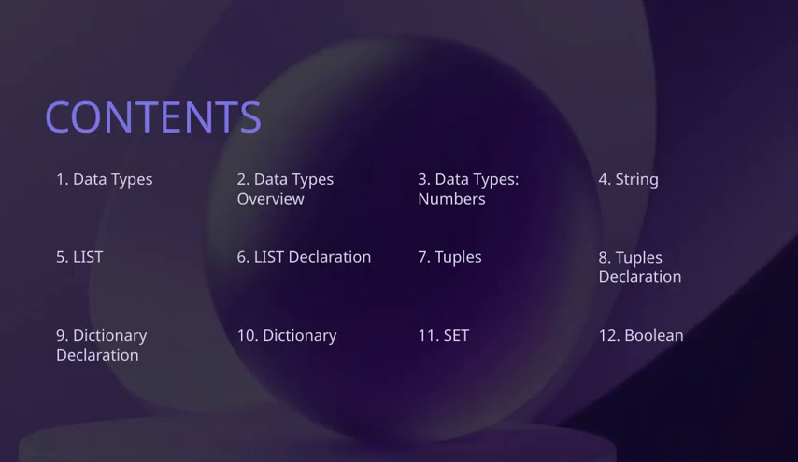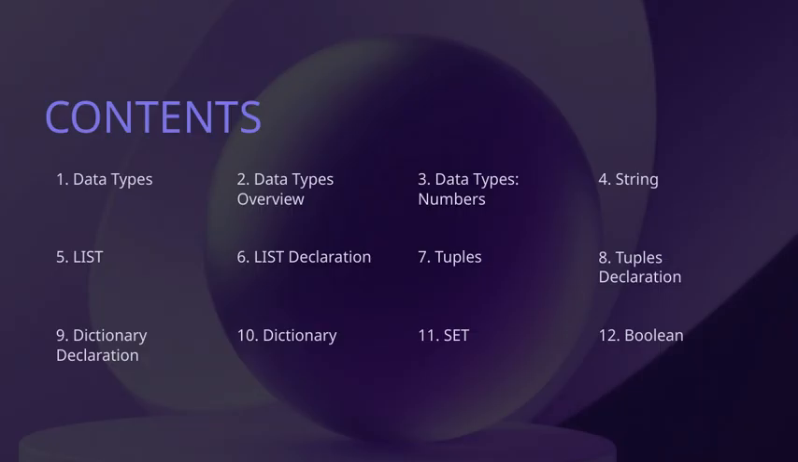We start with data types, which are fundamental because they define the kind of data we can work with in programming. Moving on, we have an overview of data types, giving us a broad picture of the different types available. We'll then dive into specific types, beginning with numbers, which are used for calculations and numerical data. Next, we'll explore strings, which are sequences of characters used to represent text. After that, we'll look at lists, a versatile data type that allows us to store ordered collections of items. We'll also cover list declarations, so you know how to create and initialize lists in your code.